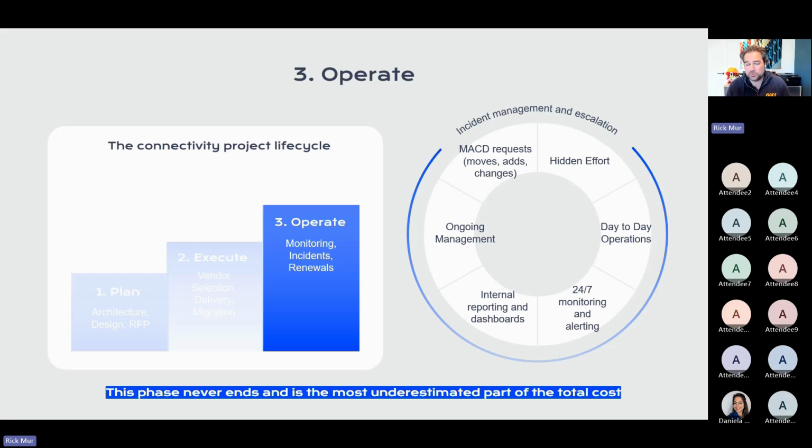The site may grow, so then I need to make sure that I have a process in place for upgrades or downgrades or adds or changes, which is what we call MACDs. But the whole incident management and escalation that goes around it is even more important. So this is a phase that never ends. It's a very underestimated part of your whole total cost of ownership. It's almost not calculable, but we will do our best.